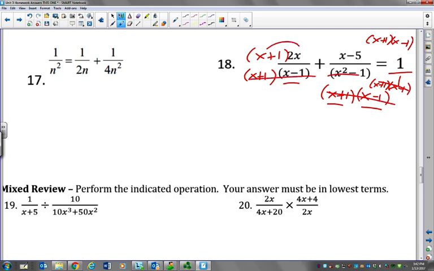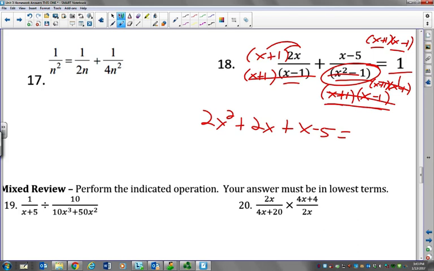So then we get 2x times x is 2x squared. 2x times 1 is 2x, plus just x minus 5. Didn't have to multiply that with anything because it already had the common denominator, x plus 1 times x minus 1. Then we're going to equals, and we already kind of know what x plus 1 times x minus 1 multiplied out is. It's x squared minus 1, right? So we're actually just going to write that down all multiplied out already. So x squared minus 1 goes there.